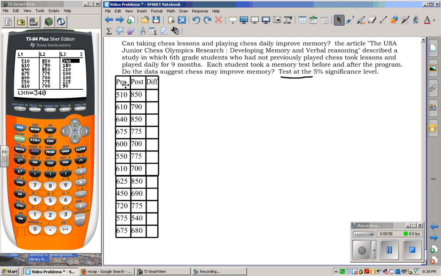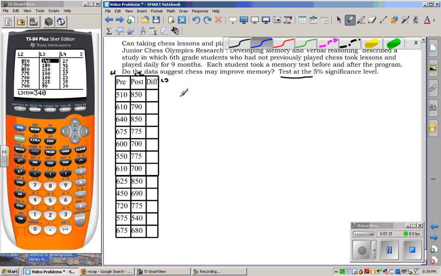So the first thing I did is put all the pre-test scores in my calculator in list 1, and all my post-test scores in list 2. And then in list 3, I put all of my differences. You can do that by going into list 3 and simply entering second list 2 minus second list 1 up at the very top, enter, and it'll populate that list for you. Now that we've done that, we're ready to start writing this out.